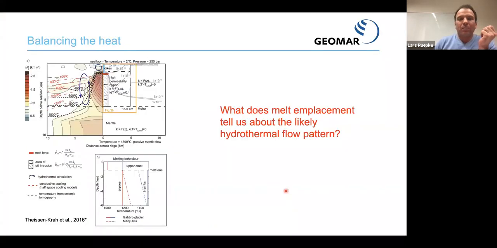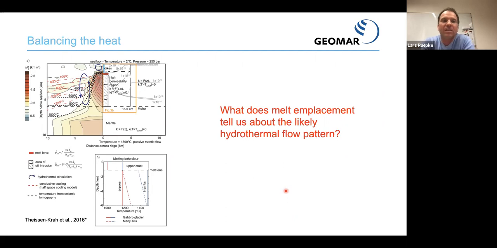So what we have done is something that Sonja Tyson-Carr did a while back with us, which is to make models that balance the heat and hydrothermal cooling. And I admit this figure is a bit full. I hope you still get the main picture in the end. So the question we have been posing, inspired by this data, is what does a melt emplacement tell us about the likely hydrothermal flow pattern?